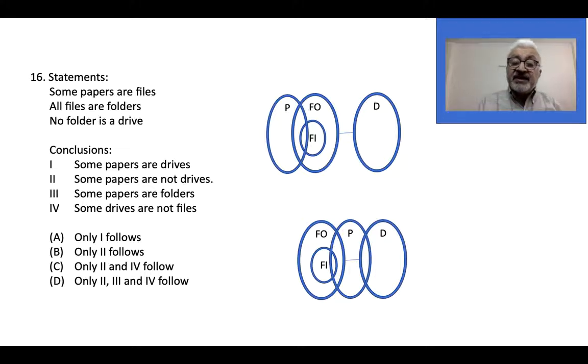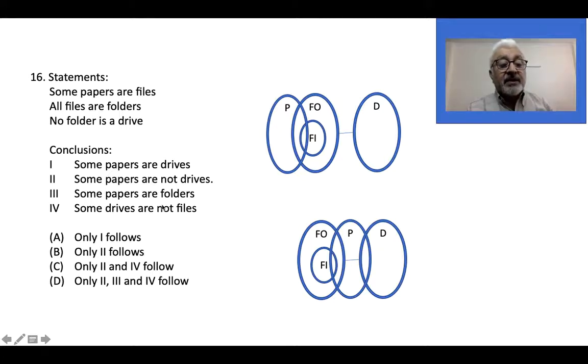So, this area of papers, will it ever be able to go to drives? This part of papers, can it ever go to drive, which is also a part of files and folders? Folders are supposed to be away from drive. Therefore, it would be true here also that some papers are not drive. So, the second is true. I hope you understand. All right, so some papers are not drive becomes true.